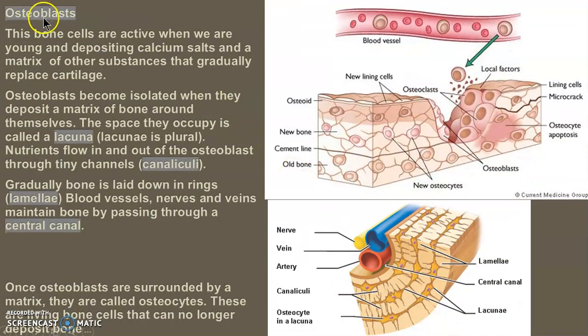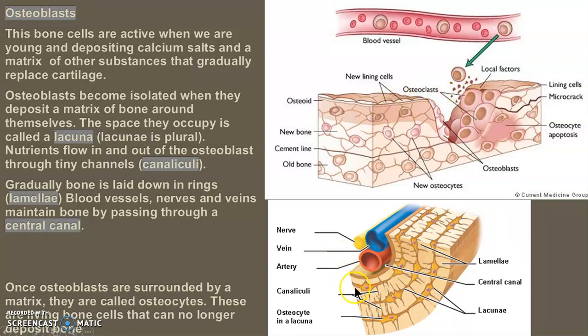Osteoblasts. All right, that's one of the key words. So when we have an injury or we're growing, osteoblasts are going to take calcium salts and they're going to build a matrix and deposit bone. Let's not worry about the clasts yet. These are the ones that are going to take it off.